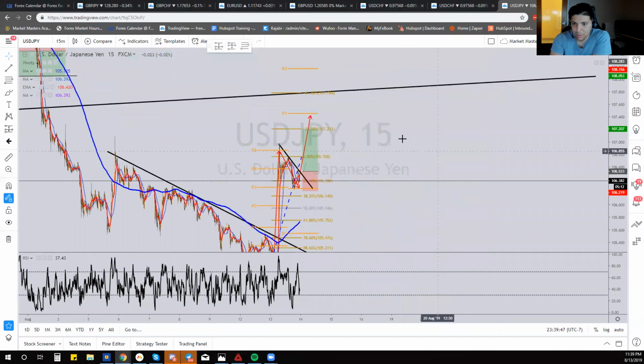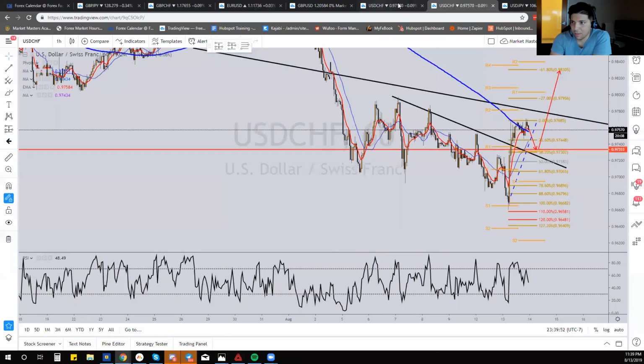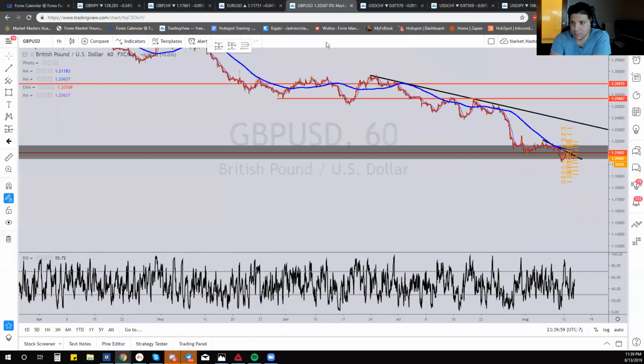So both pretty much showing the exact same thing with UJ and USD CHF. And then the exact opposite of UJ is GBP USD.